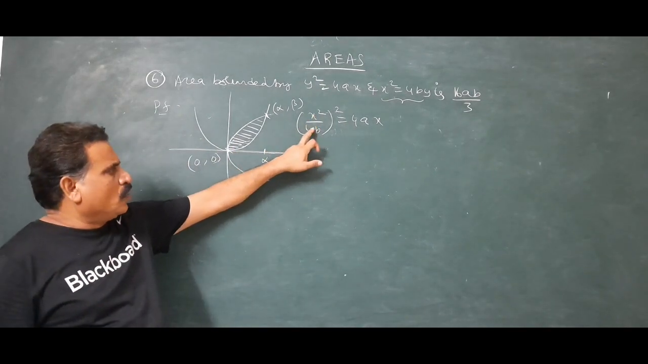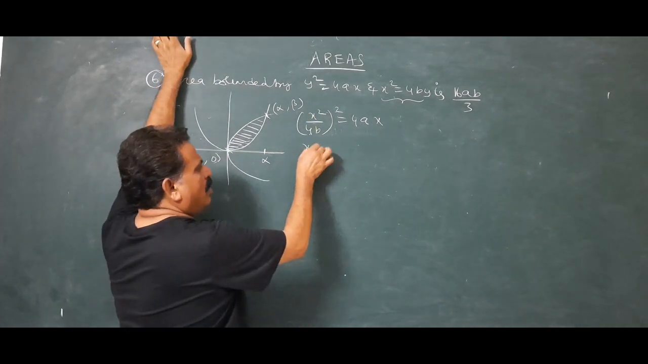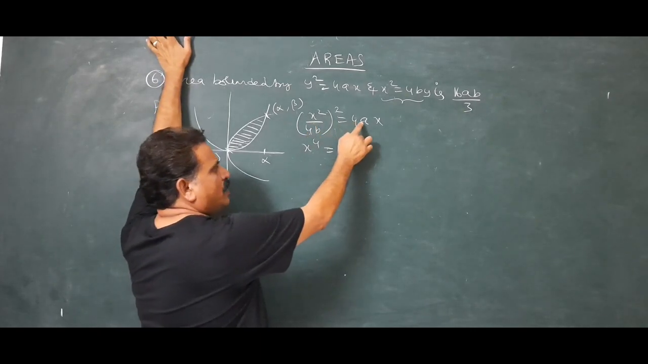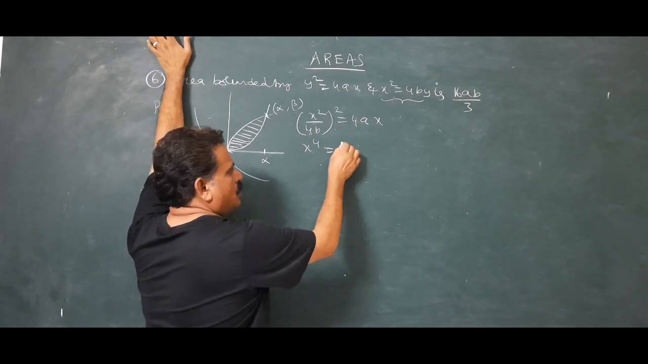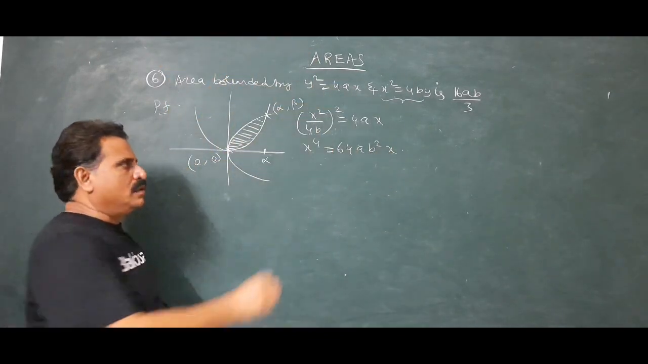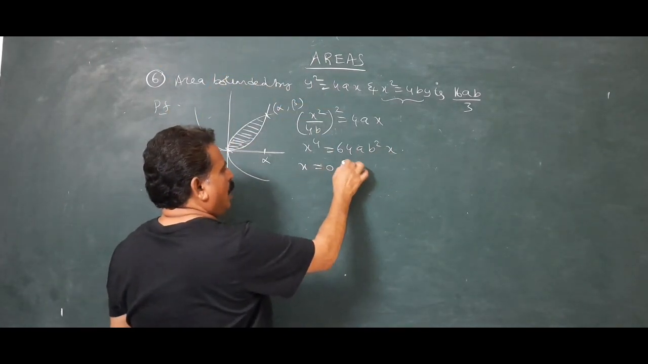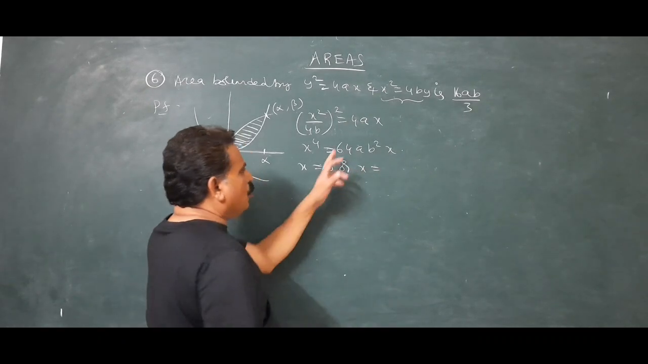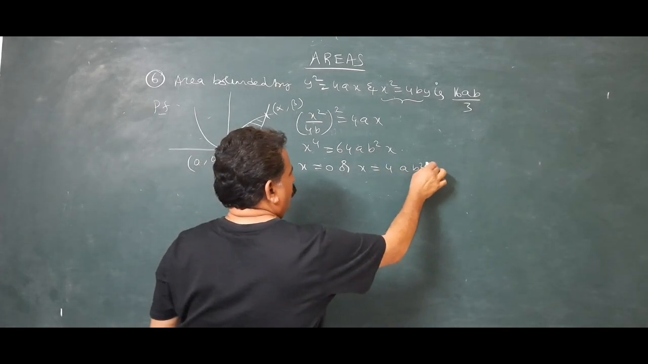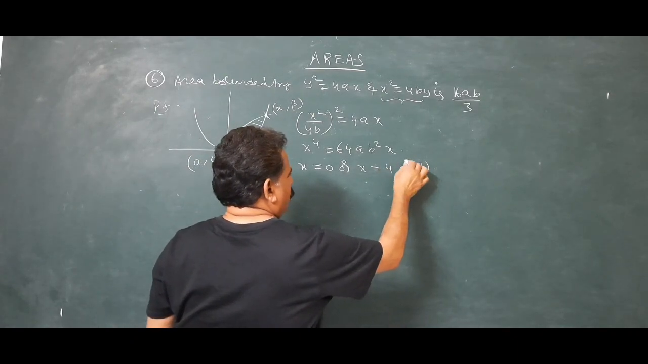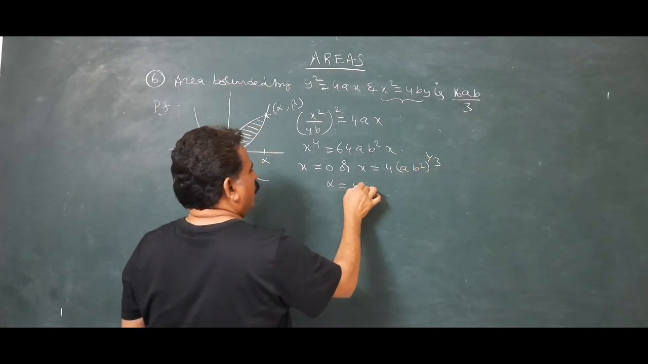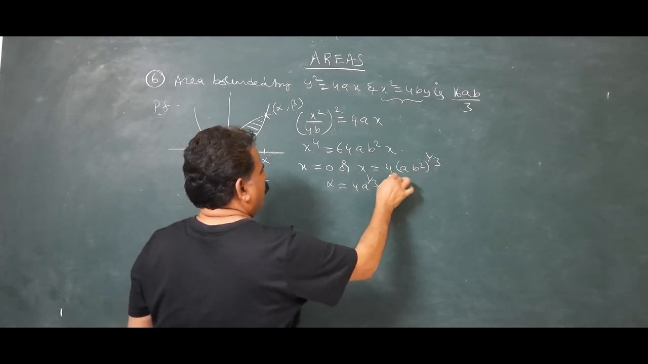That means x power 4 by 16 b square. By cross multiplication, x power 4 equal to 16 b square times 4a x, that is 64 a b square x. Take this side, then we get x equal to 0 or x equal to the cube root of this. The cube root is 4 into (a b square) whole power 1 by 3, that is a to the power 1 by 3, b to the power 2 by 3. That is the alpha value. Alpha equal to 4a power 1 by 3, b power 2 by 3.